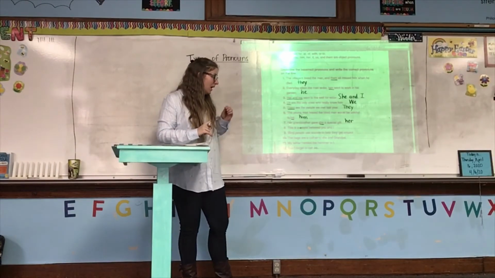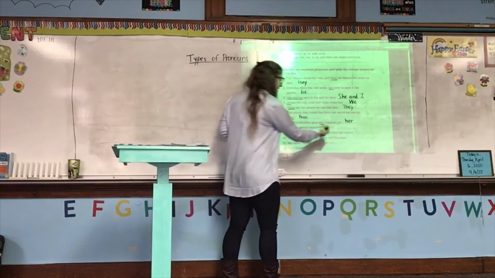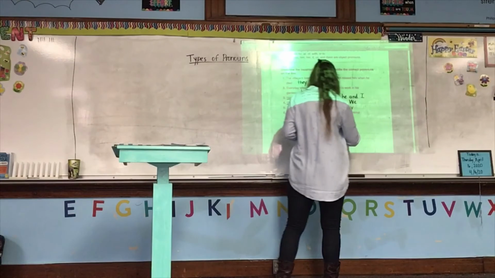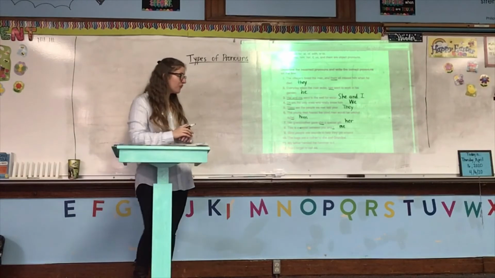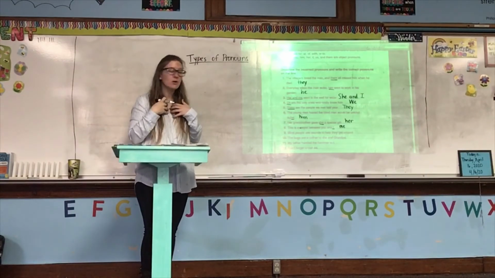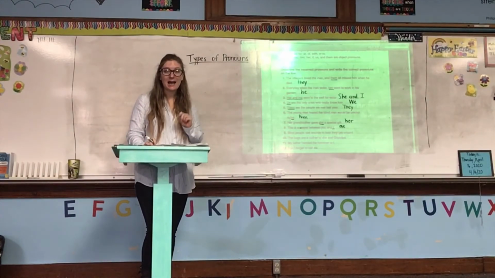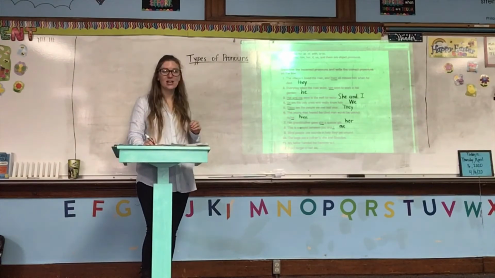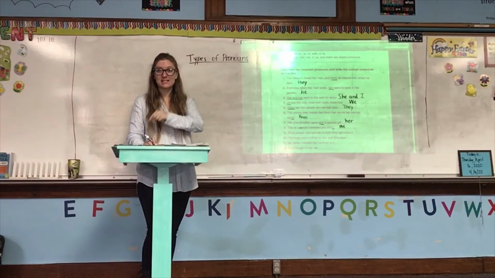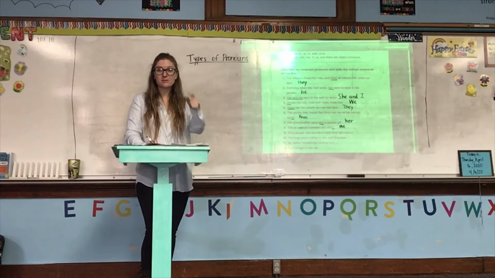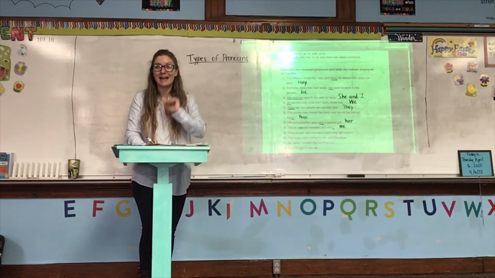Because I am not doing the action in this sentence. So I needs to be me. So make sure if I or me are doing the action, I have to use I. I am doing the action. I cannot use I if the action is being done to me. You can't do something to I, you can do something to me. Just like me can't do something to you, but I can do something to you.